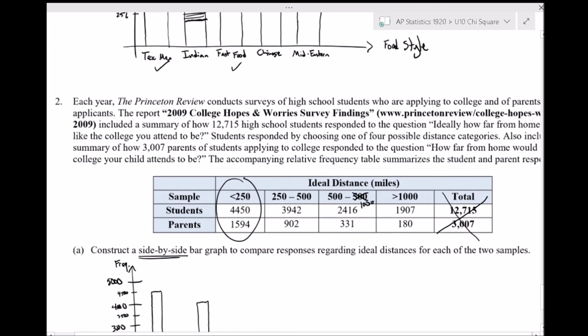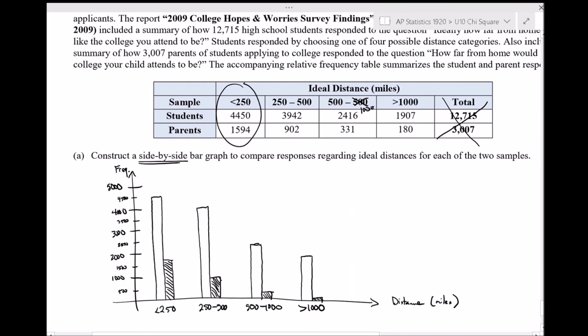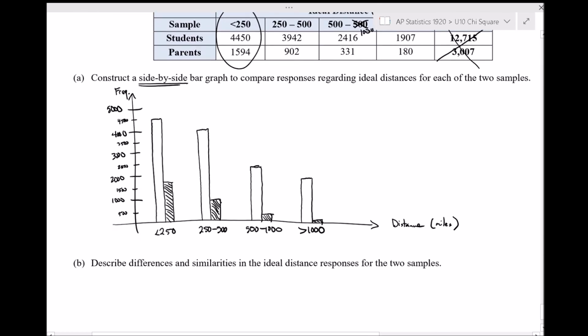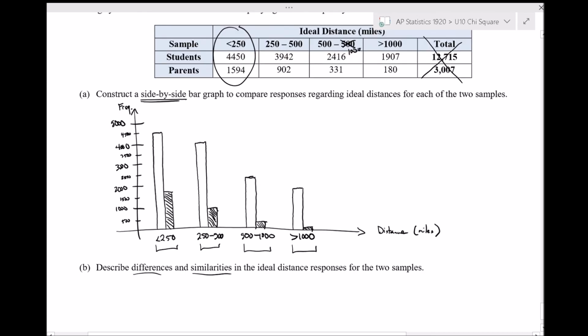Now, what does a side-by-side bar graph allow us to do? Well, one, it allows us to do what letter B is asking for, differences and similarities. That's by category. So one thing it allows us to do is make comparisons by category. And this also kind of shows why a side-by-side bar graph could be bad.